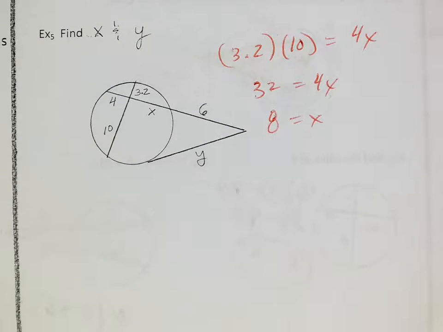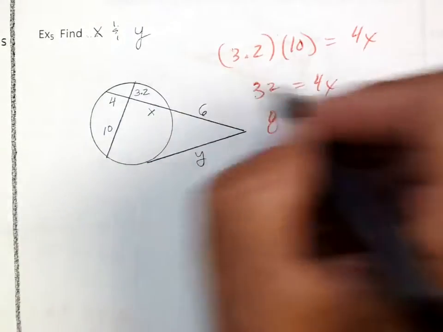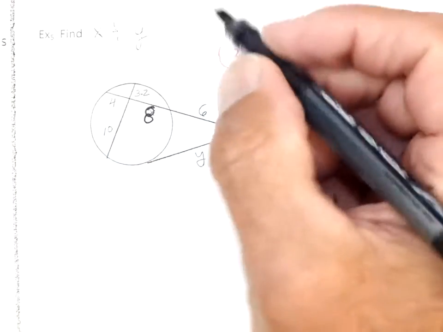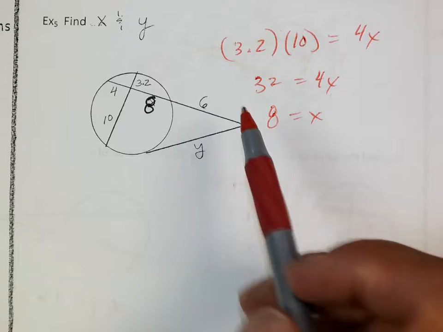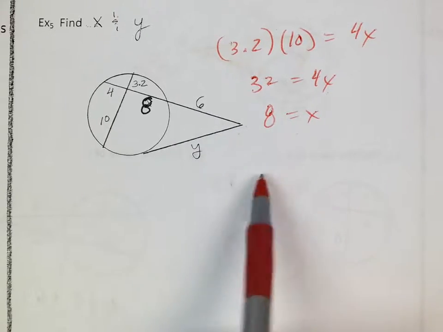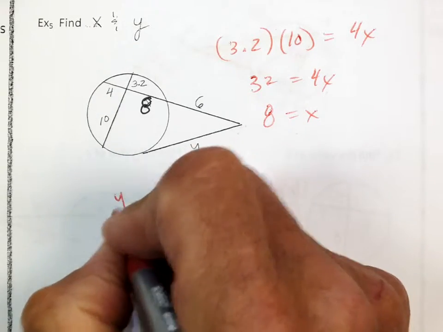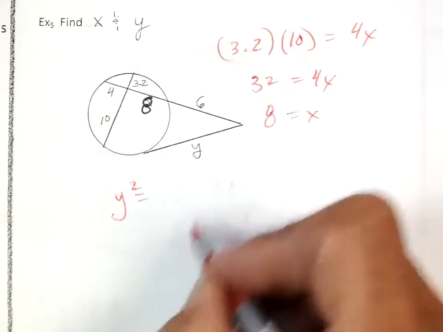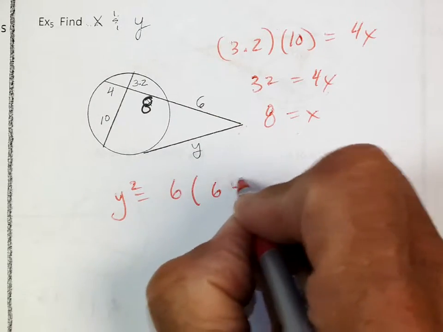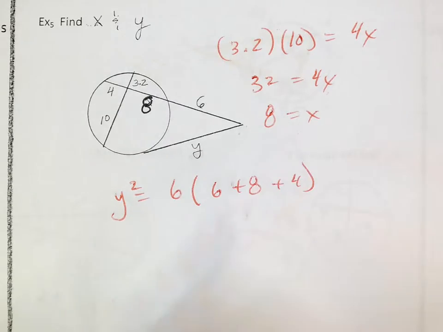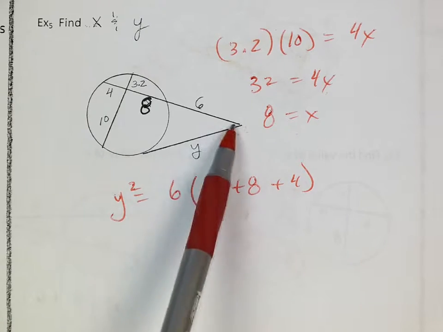How am I doing? Now what I'm going to do is put the 8 in. If I know x is 8, I'm going to change that to an 8 so I can go for y. We learned that y times y equals the piece on the outside times the entire thing. So y squared equals 6 times the whole thing. The whole thing is really 6 plus 8 plus 4. Does that make sense?